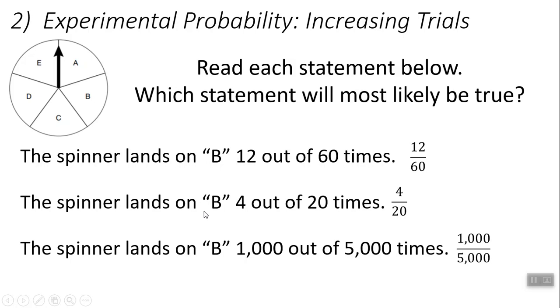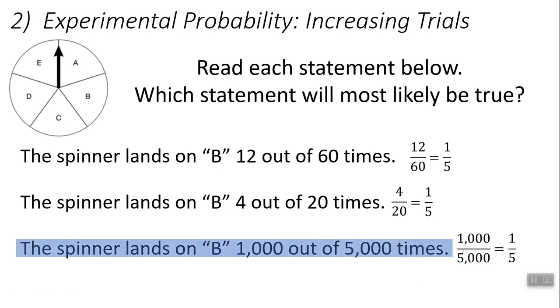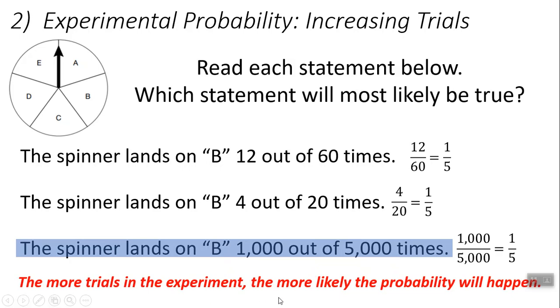Well, for a single event, spinning a B would be 1 out of 5. All of these ratios break down to 1 out of 5 in lowest terms, so all of them have the same probability. The one that is most likely to happen is the one where you do the most trials, where you spin it the most times. So you're most likely to get that 1,000 out of 5,000. You might not get it exactly, but it'll get real close to it, and you have the highest chance of getting that. The more trials in the experiment, the more likely the probability will happen. Moving on.